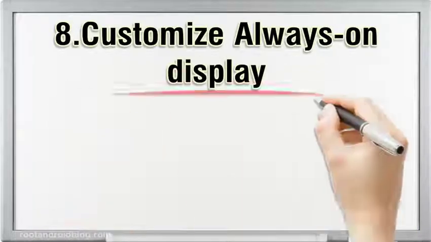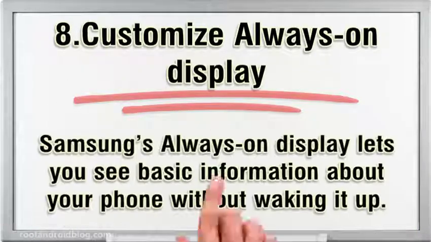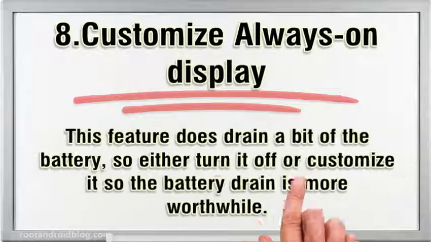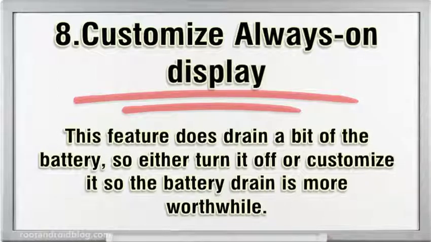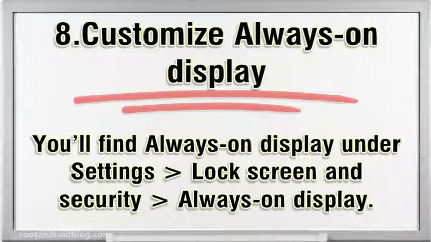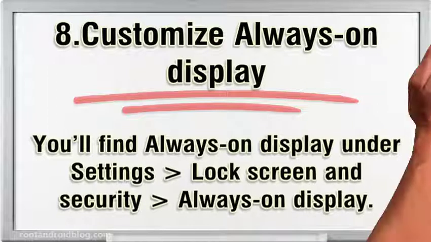8. Customize always on display. Samsung's always on display lets you see basic information about your phone without waking it up. This feature does drain a bit of the battery, so either turn it off or customize it so the battery drain is more worthwhile. You'll find always on display under settings, lock screen and security, always on display.